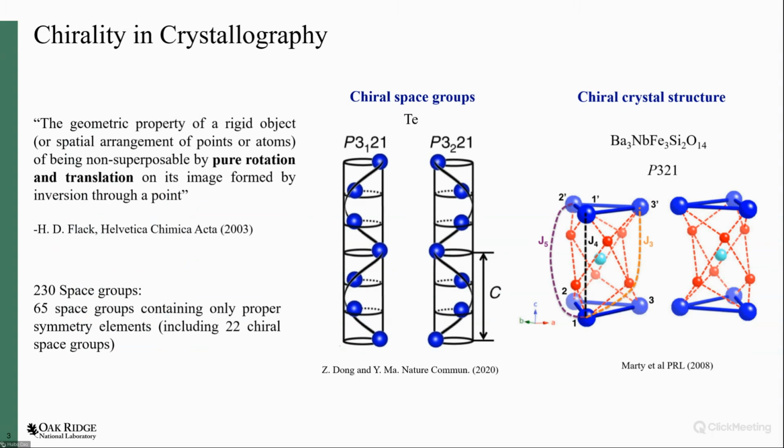In crystallography, we probably don't have many chiral structures, especially among inorganic small unit cell crystals. Among the 230 space groups, there are only 22 chiral space groups. That actually represents 11 enantiomorphic pairs. So in space groups we don't have many. Here is just one pair, belonging to different space groups, for tellurium. So different chirality belongs to different space groups. That means we have 11 pairs of these chiral space groups.